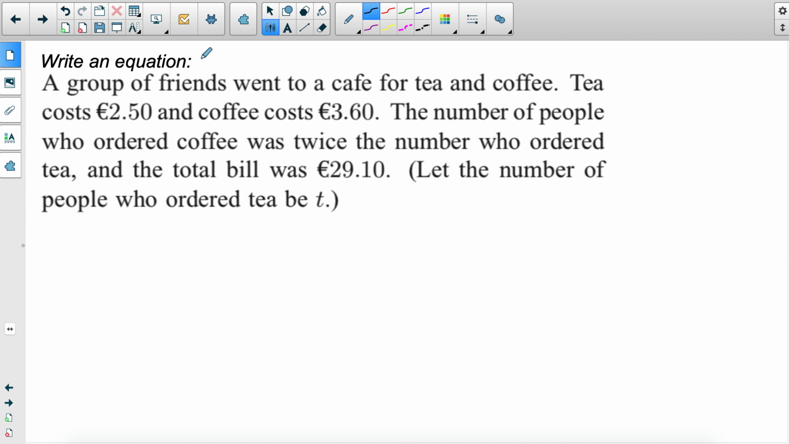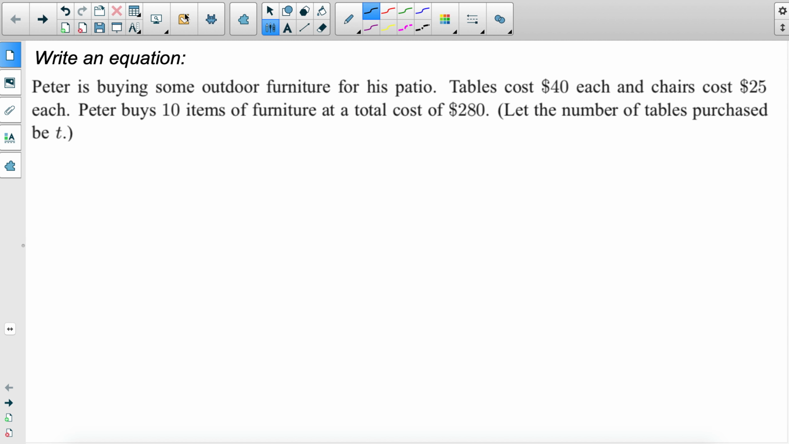The first 3 questions I'm going to attempt are just write an equation sort of questions. You're not expected to solve the equations. Just write the formula down or the equation down. So we'll start with the first one.